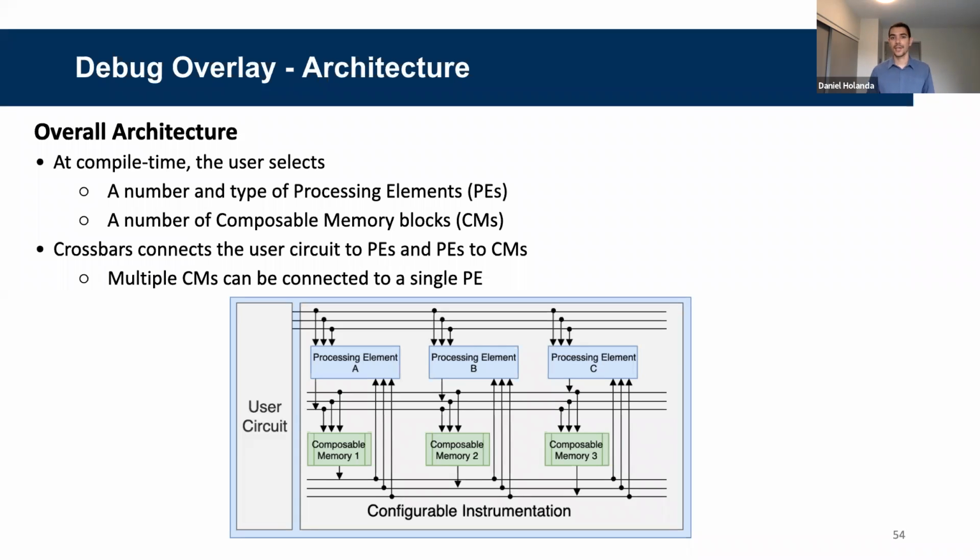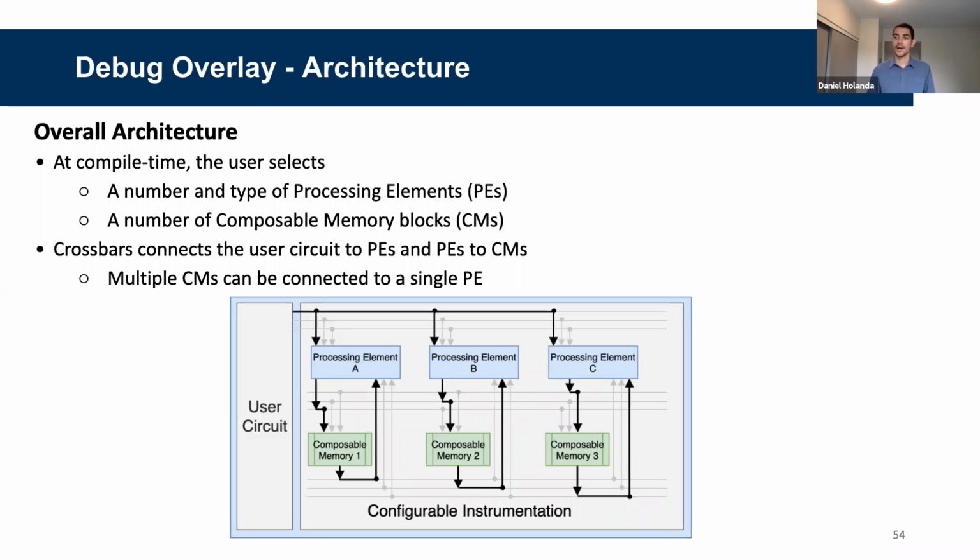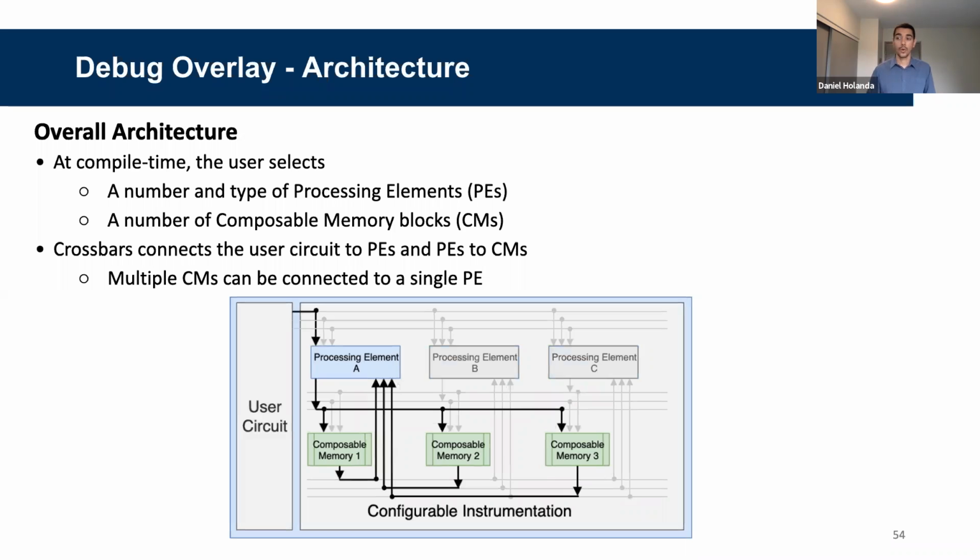So we can do interesting things, such as observing the same matrix in 3 different ways, assuming that we have 3 instruments, we could have more. Or we could observe 3 matrices in 3 different ways. Or maybe I really care about observing one single matrix in one specific way, and I can use all of my composable memories to do it. So this is also a possibility. This is basically what allows us to observe different things for different periods of time.